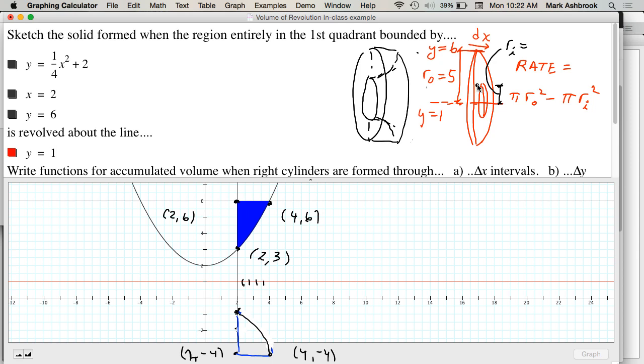So it's going to be that y value, but minus, right? It's like y final minus y initial. A big change in y means y final minus y initial. Y final is the y coordinate of our curve, which is 1/4 x squared plus 2. That's y final, minus 1, which is y initial. There's our big change in y. That is the inner radius of this right cylinder.